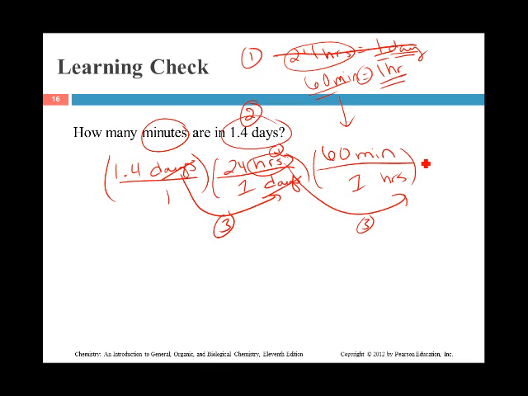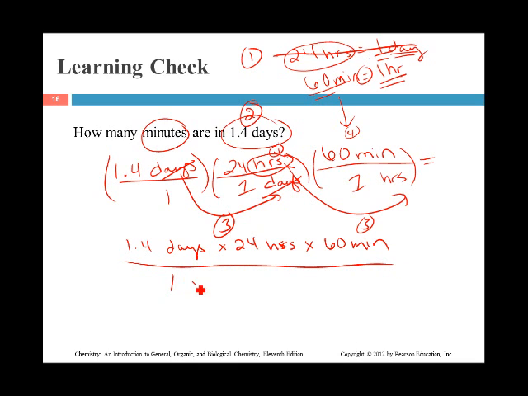So, step 5 is the calculating through. So we multiply all the top and we multiply all the bottom. So 1.4 days times 24 hours times 60 minutes. And then on the bottom, it's 1 times 1 day times 1 hour. Days cancel, hours cancel. I'll give you a second to put that in your calculator.